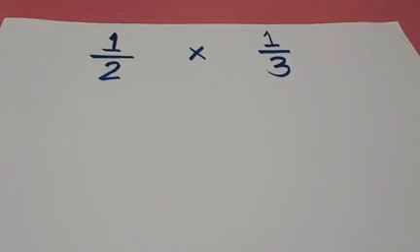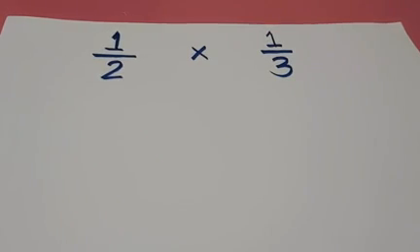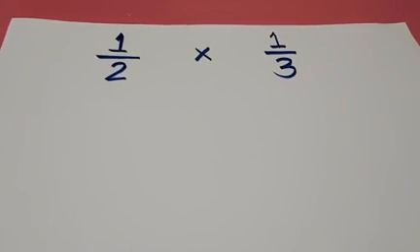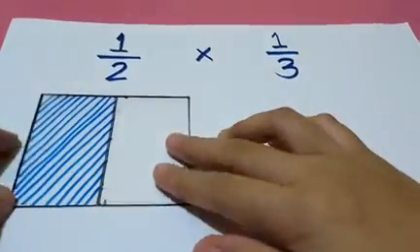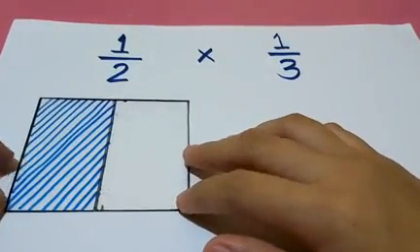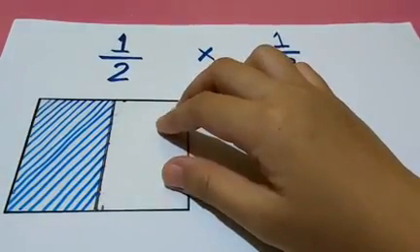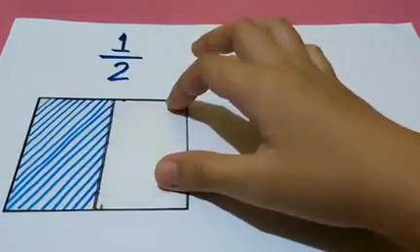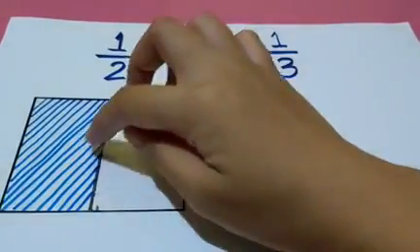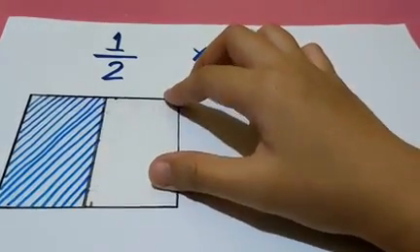So for our first example, we have 1/2 times 1/3. In teaching this example, I am going to use models because we are going to visualize the multiplication of fractions for you to understand it very well. So for 1/2, we have this model. So we have the illustration here of 1/2, with the numerator 1, the shaded part, and then the denominator 2 is the total number of the parts of a whole.